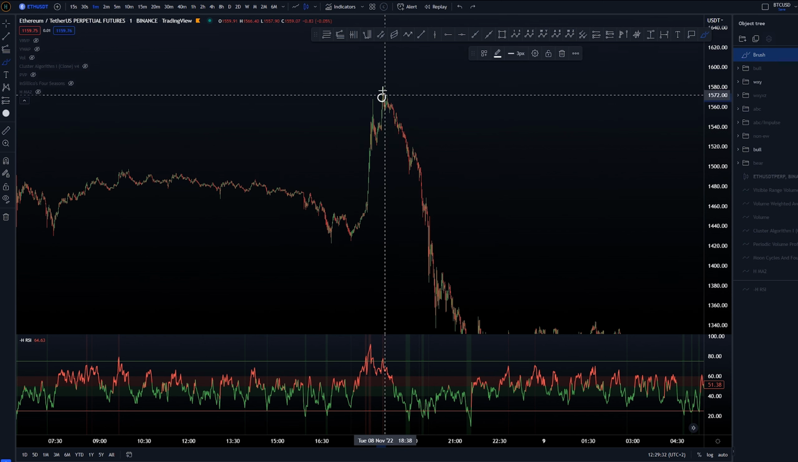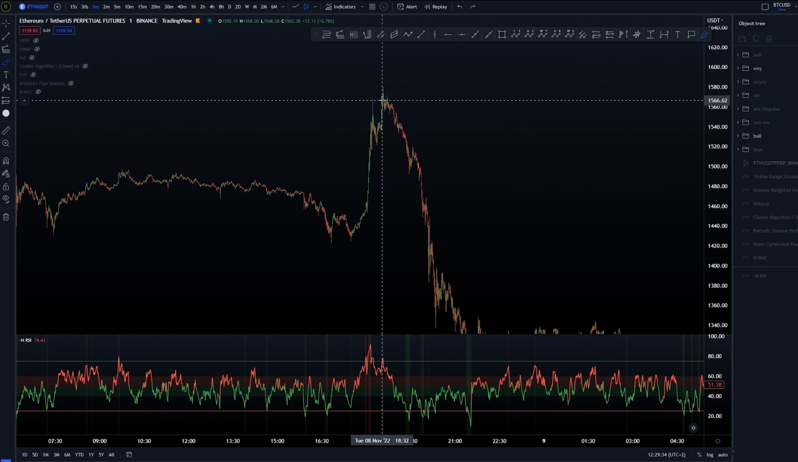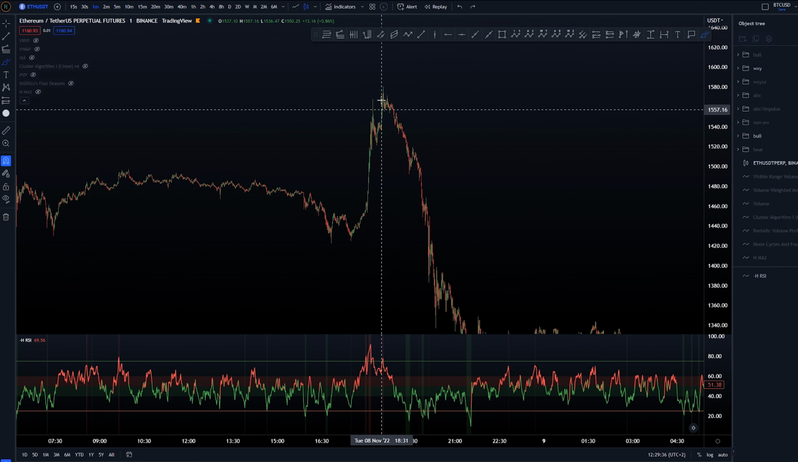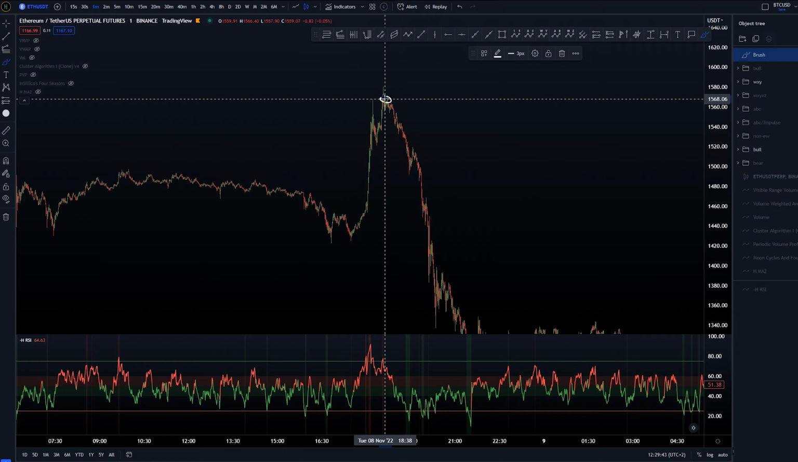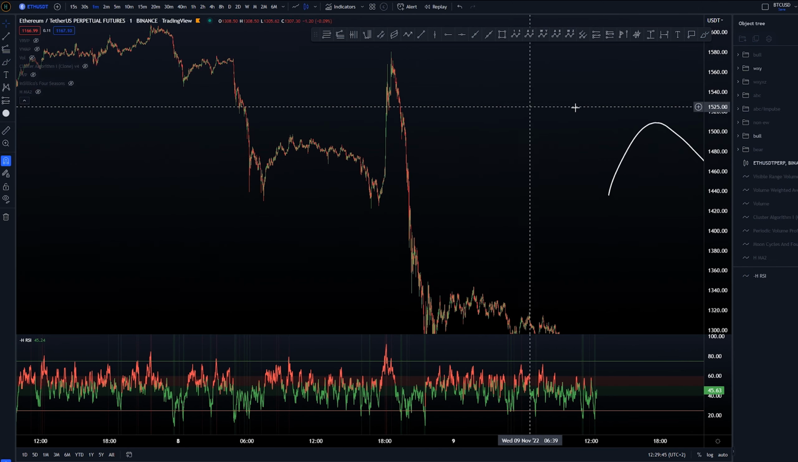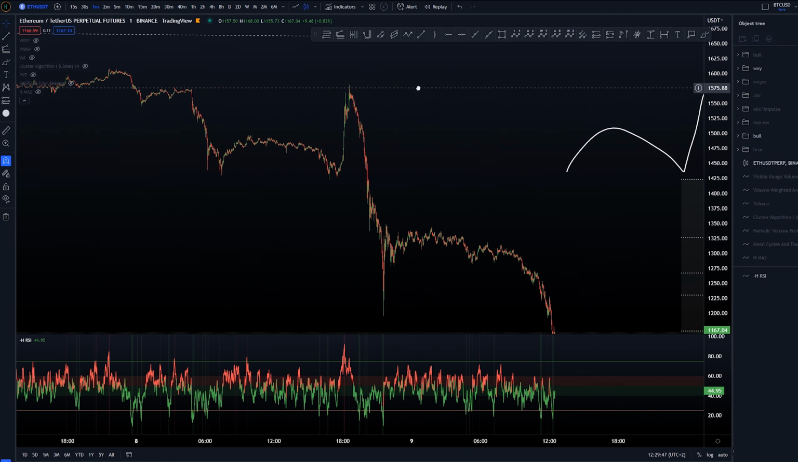And I also entered shorts around here. Let me check the 1564. So yeah, give or take somewhere around here in any case. And I'm still within those shorts. I've already taken profits on those.